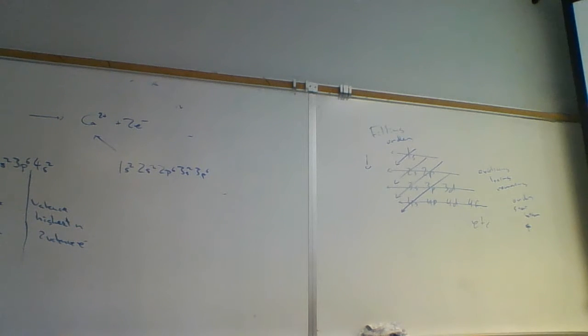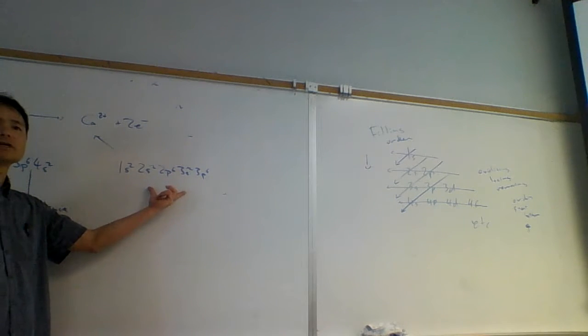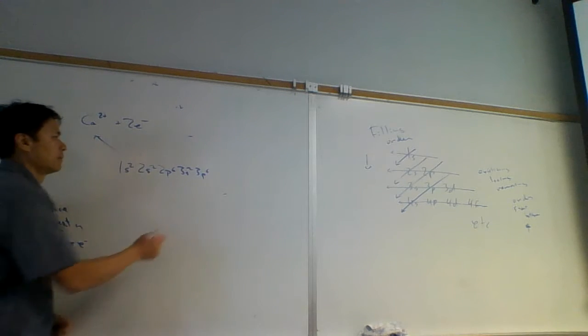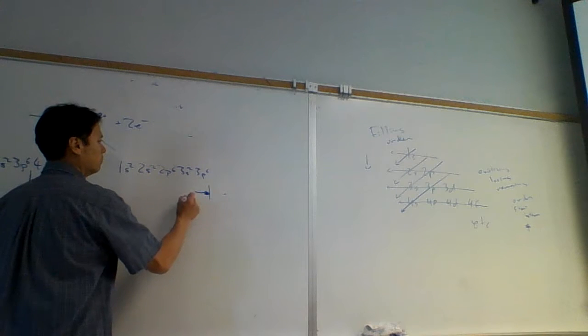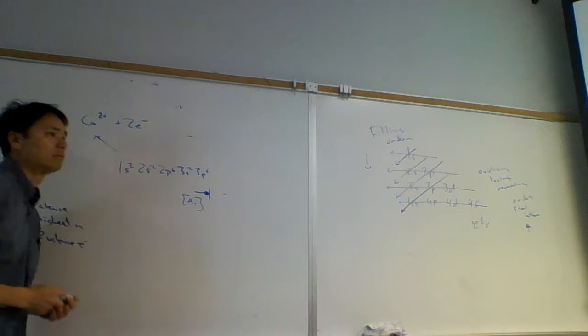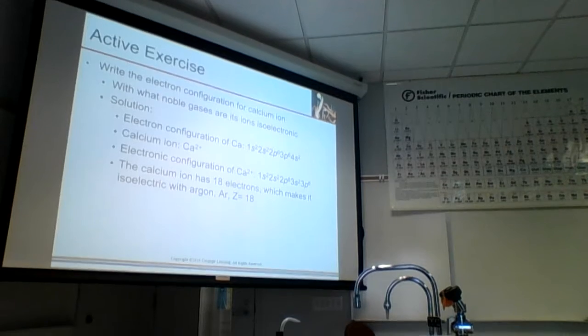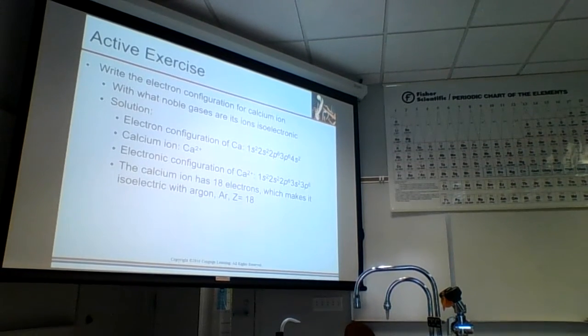Okay for that? So what noble gas is it isoelectronic with? Iso just means the same electron. So what noble gas has this electron configuration? Argon. This would be argon, with 18 electrons. All right, so that's the answer to the active exercise there.